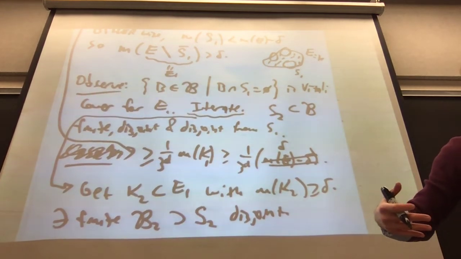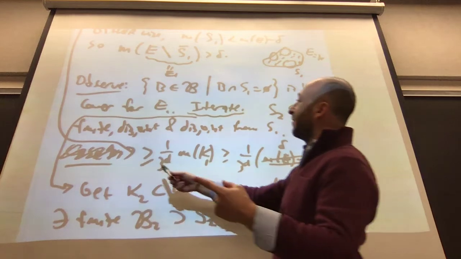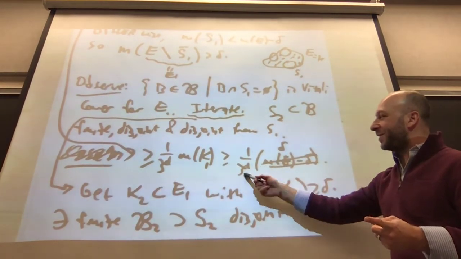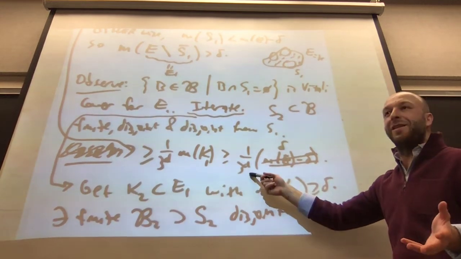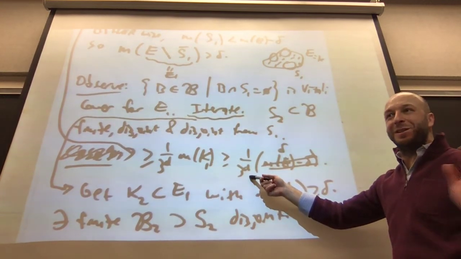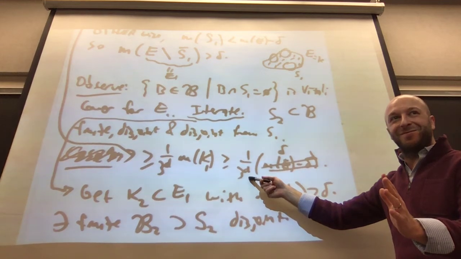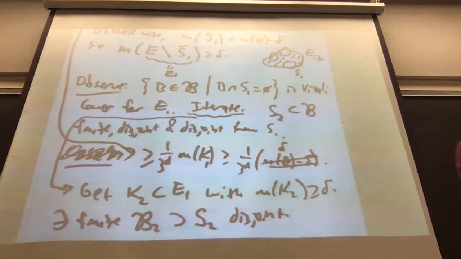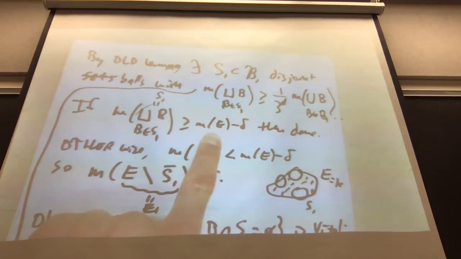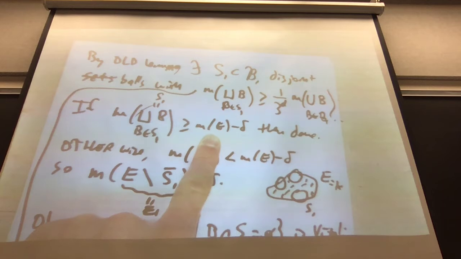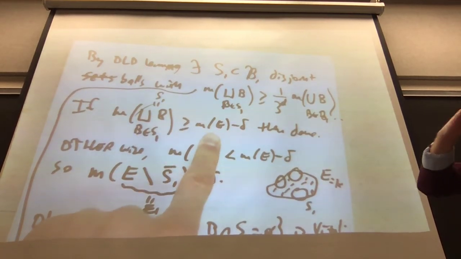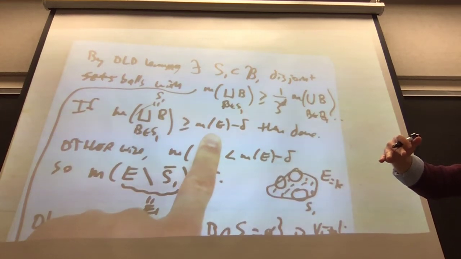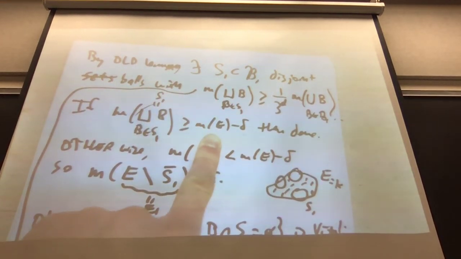How are we eventually going to get big enough? Every time we do this step, we add delta times delta over 3 to the d, which is independent of anything. So we grow by a fixed amount every time. But look at when we stop. We stop when we exceed the measure of E minus delta. We have a fixed uniform bound where we have to stop everything. So this will terminate in finitely many steps.